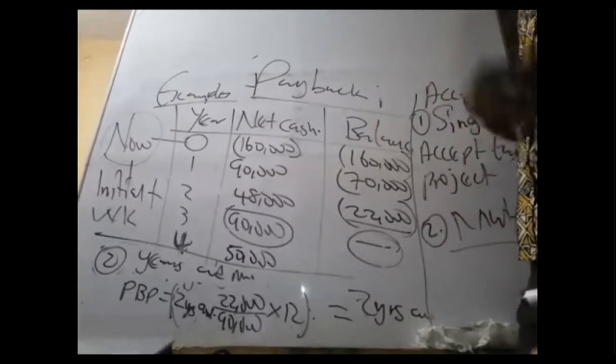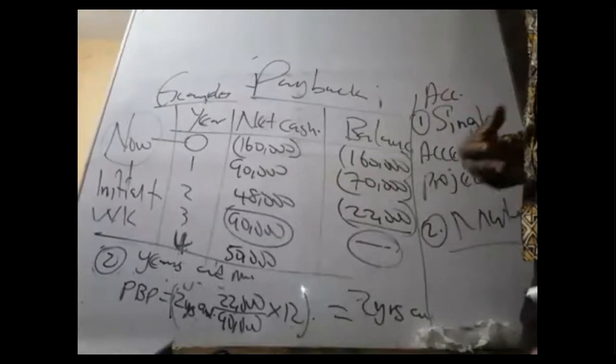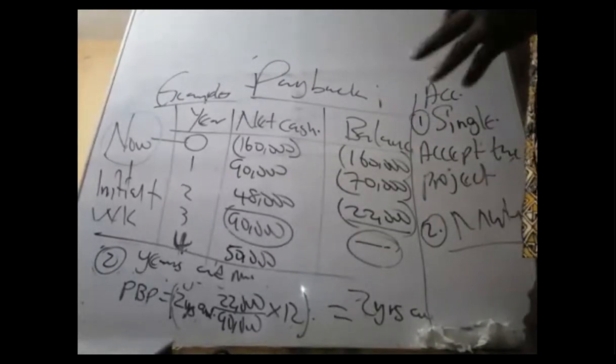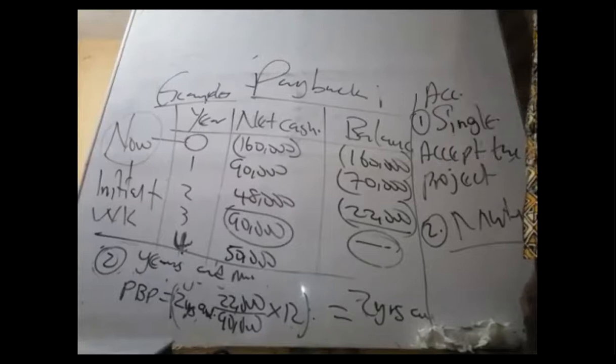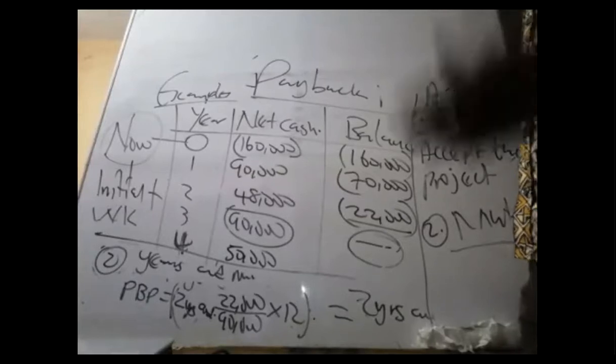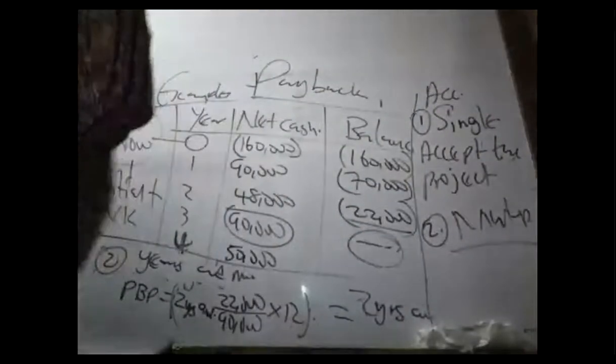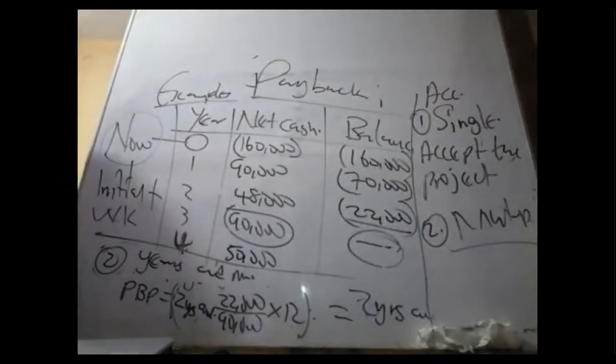Now let me chip in this. Accounting rate of return also has multi-project. That one too, you select the one with the highest accounting rate of return, which at the same time is more than the target or the expected or the required rate. That is all. Good. Now we are done. Let's go to advantages and disadvantages of payback period.